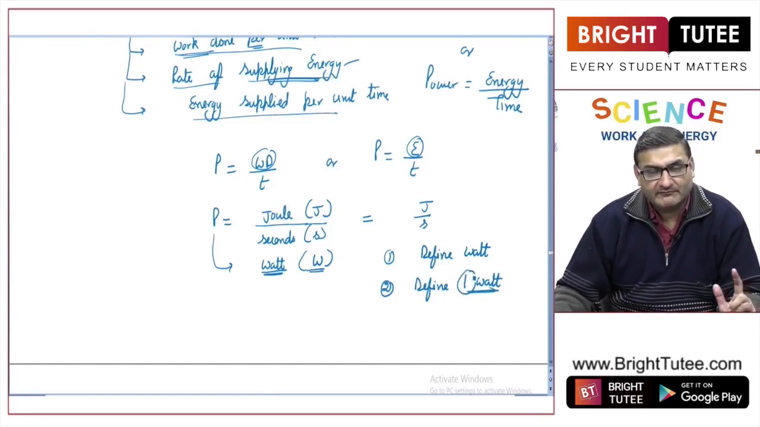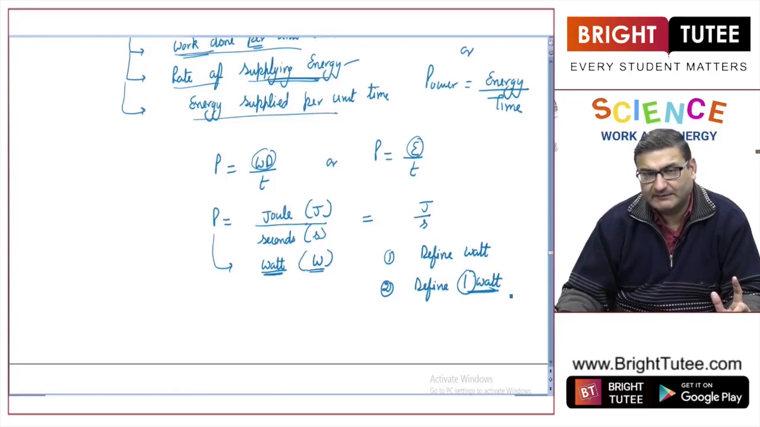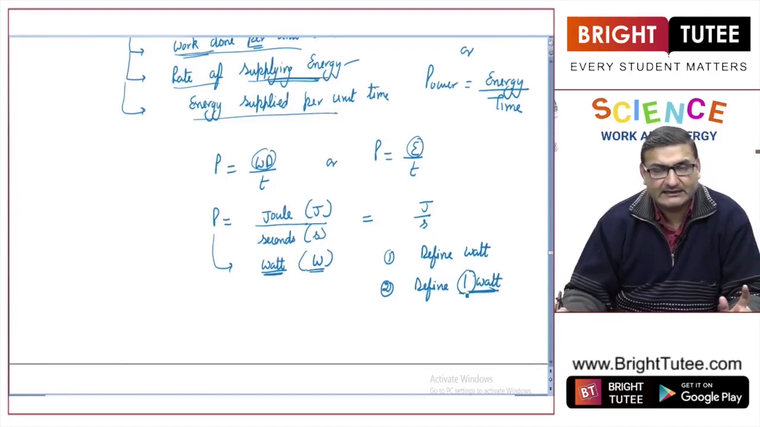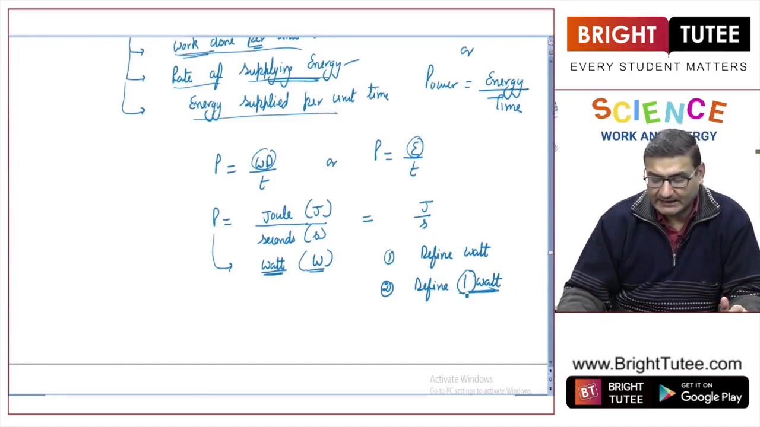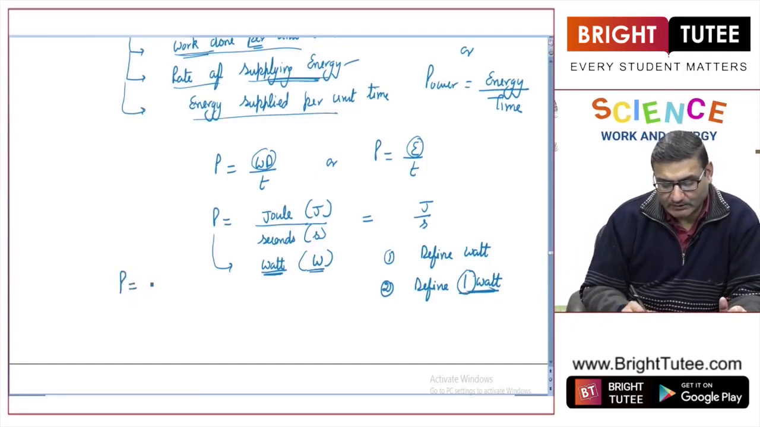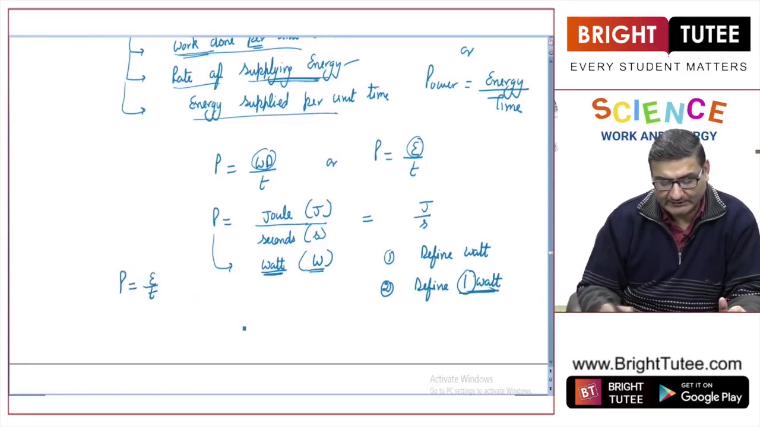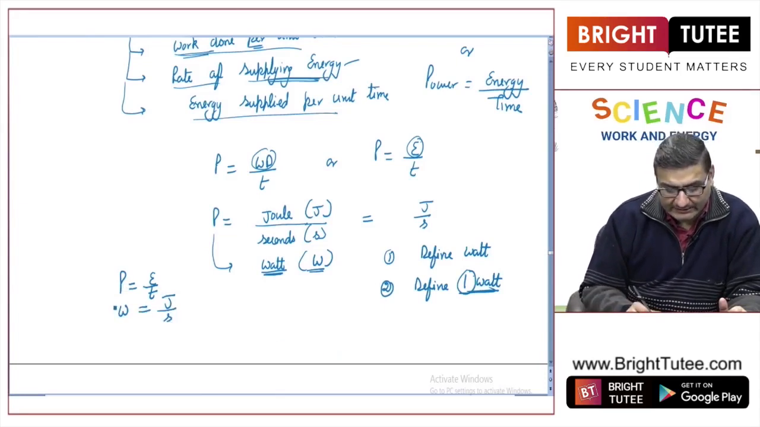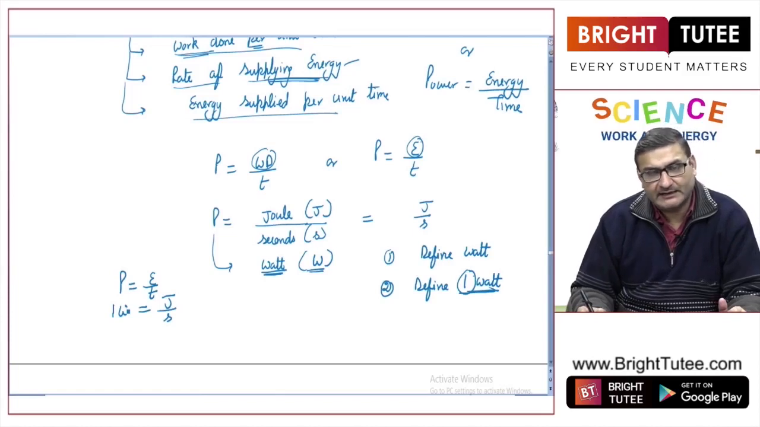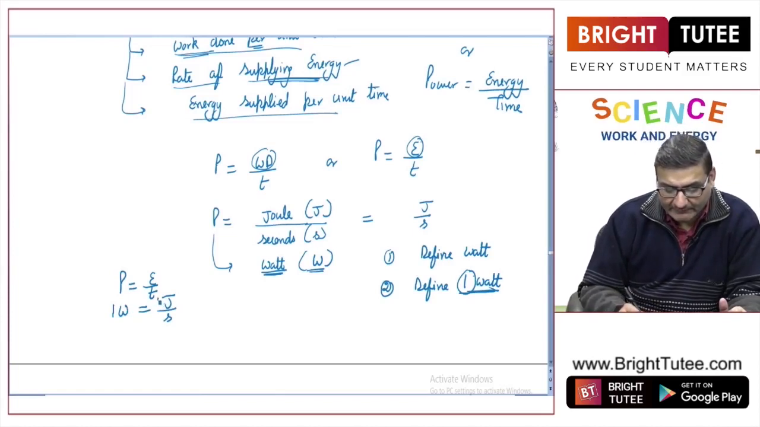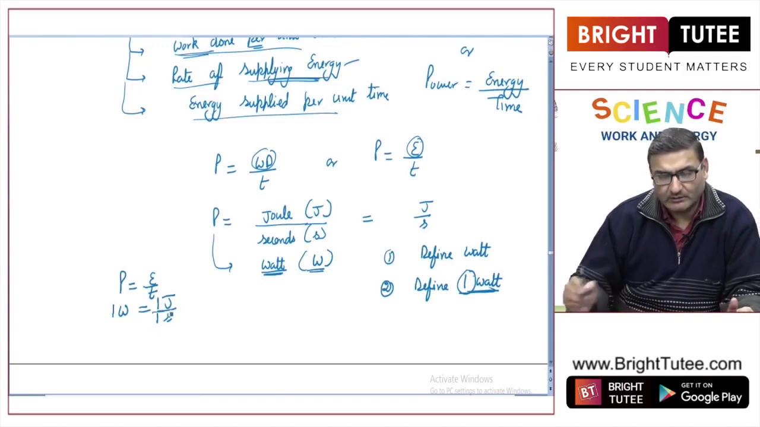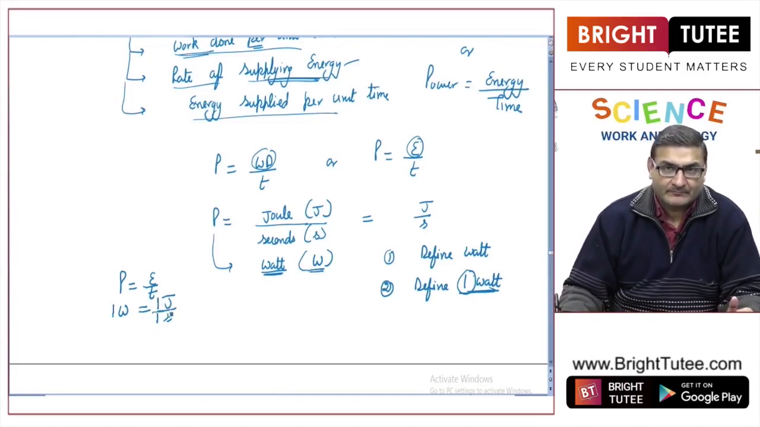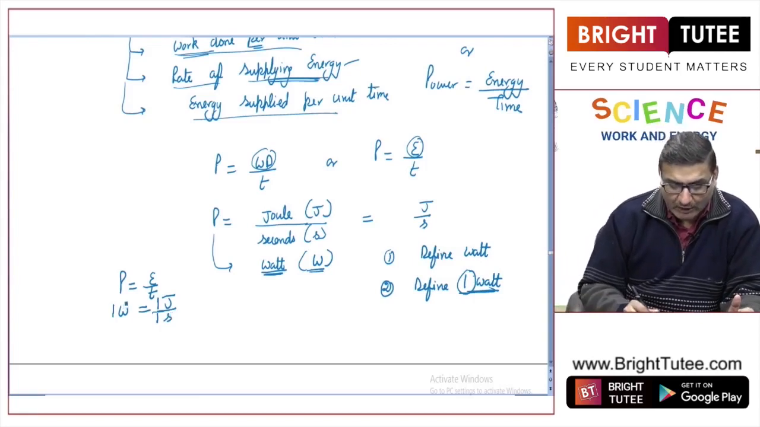Same thing, if you remember, whenever any unit is asked to be defined with 1, in that case we relate it from the formula. And in case of watt, we know that power is equal to energy upon time or work done upon time. The SI unit of power is watt, the SI unit of energy is joule, and of time is second. So if I need to give the definition of 1 watt, I will relate it from the formula, and it will be equal to 1 joule upon 1 second. Clear?